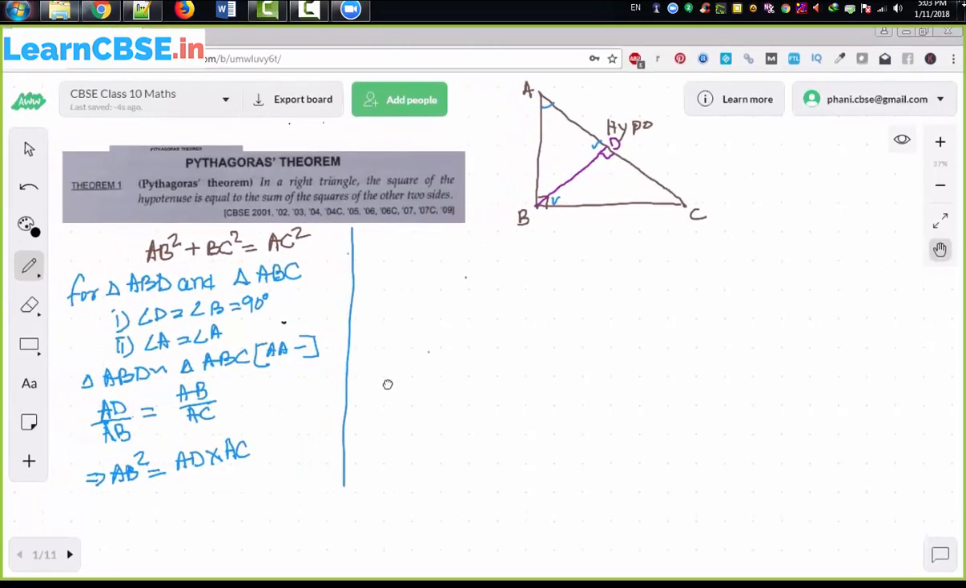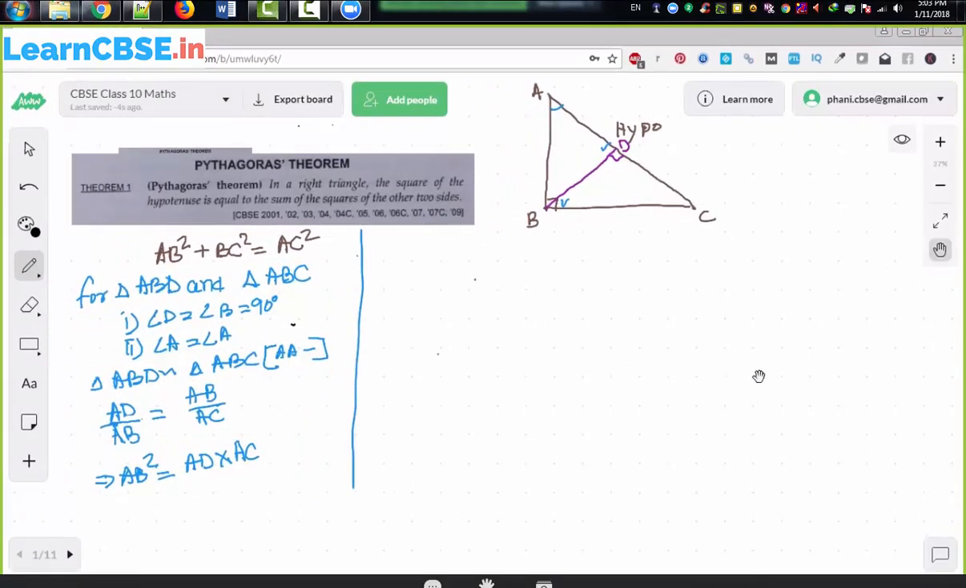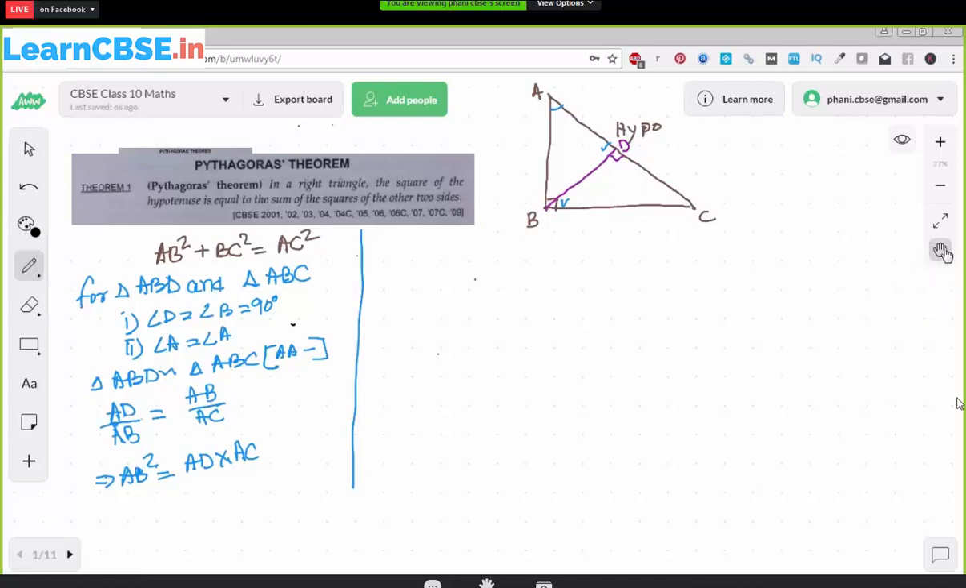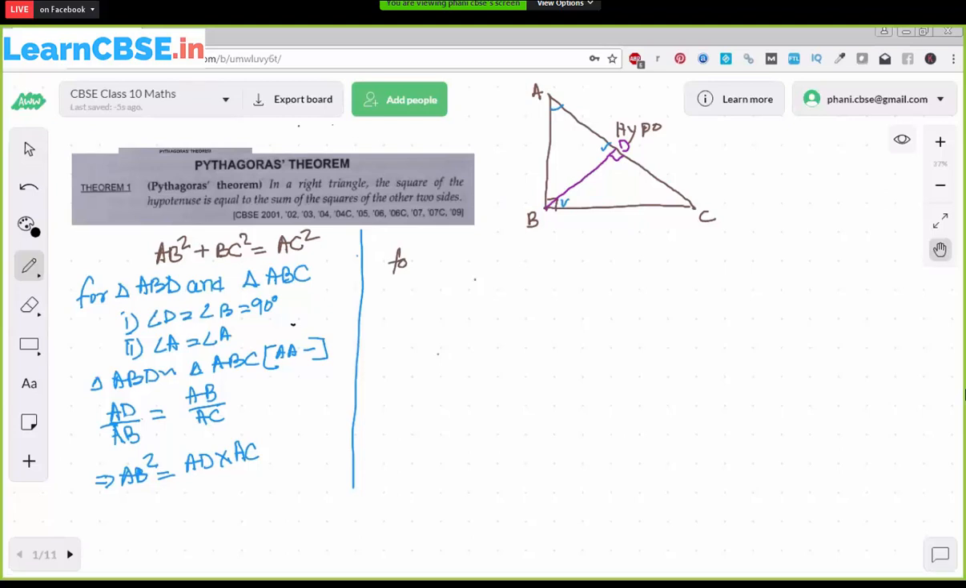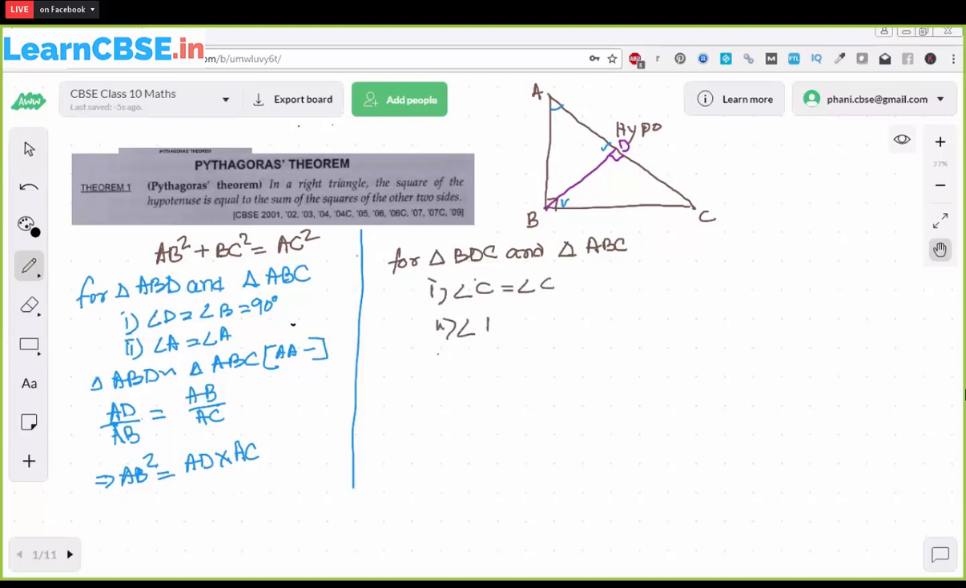Now we are going to prove the same thing for the other two triangles, for the triangle BDC and triangle ABC. Again, angle C equals angle C and angle D equals angle B. Both are 90 degrees and angle C is the common angle. So as per the AA rule, we can say BDC is similar to the triangle ABC.